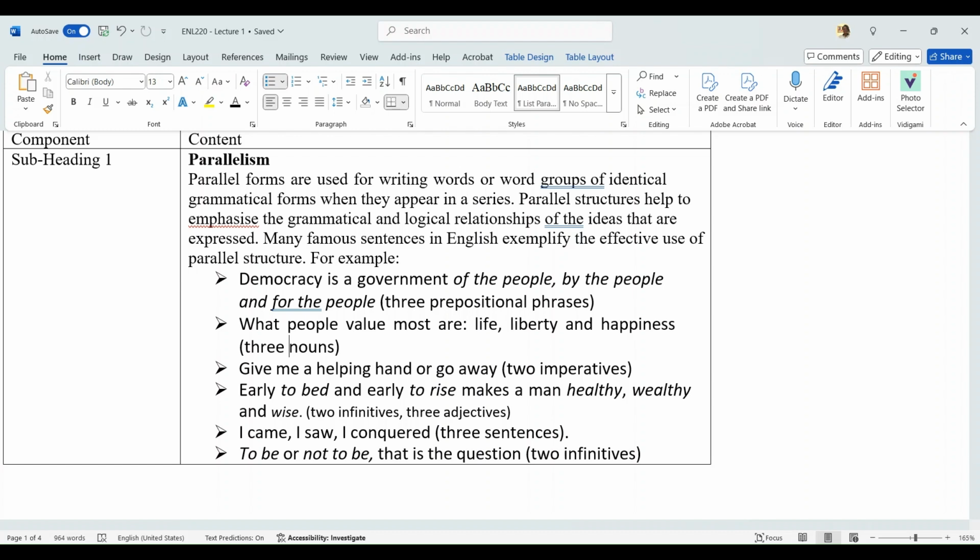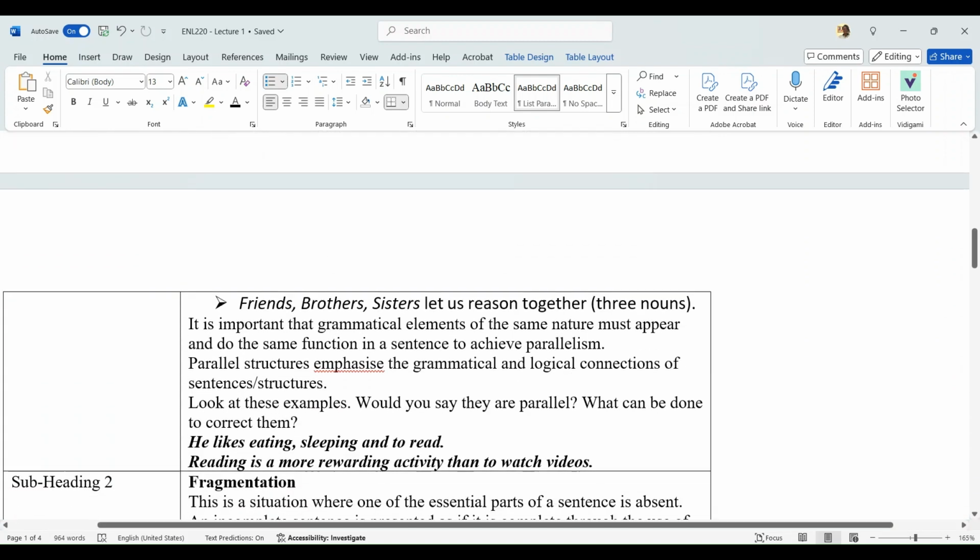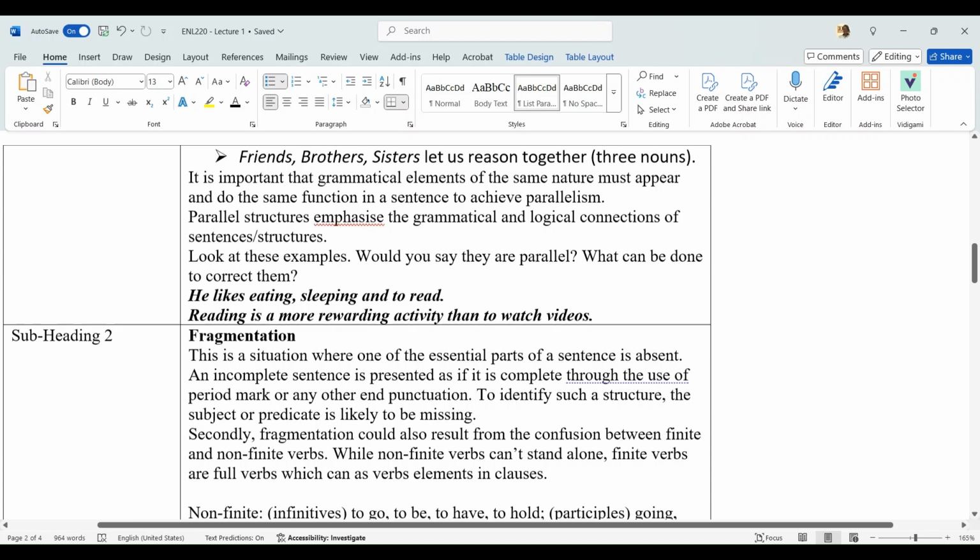Then you also have: I came, I saw, I conquered. These are three clauses that are also in parallel form. To be or not to be, that is the question. Here you have two infinitives. So parallelism essentially is about having words, maybe for emphatic purposes, standing side by side. They say that parallel lines never meet, but you can see that for them to be parallel, they have to be in the same class.